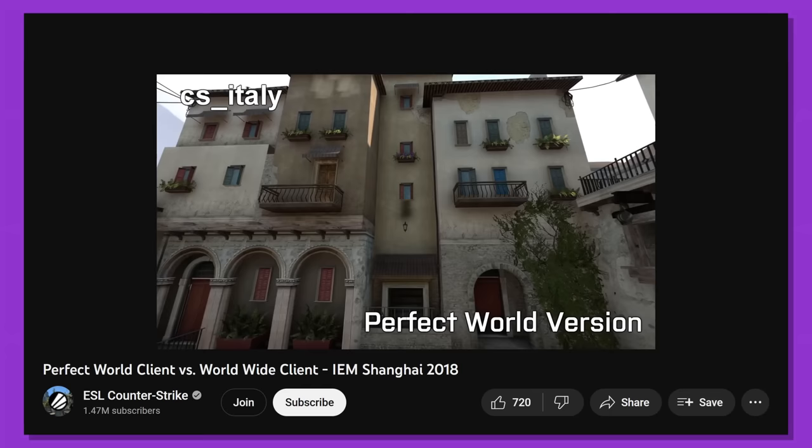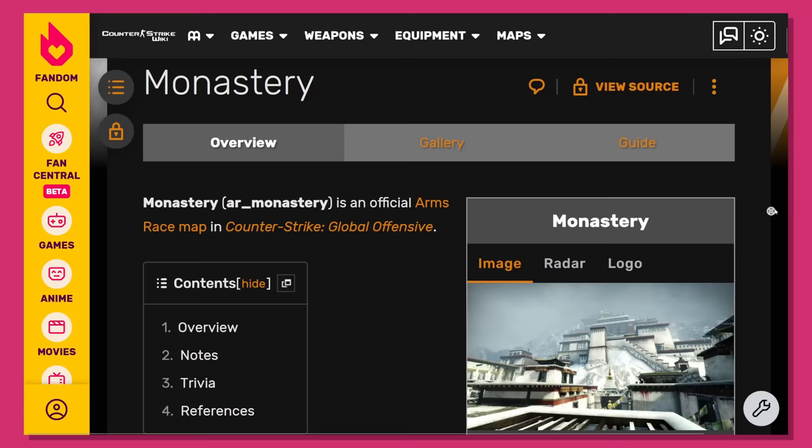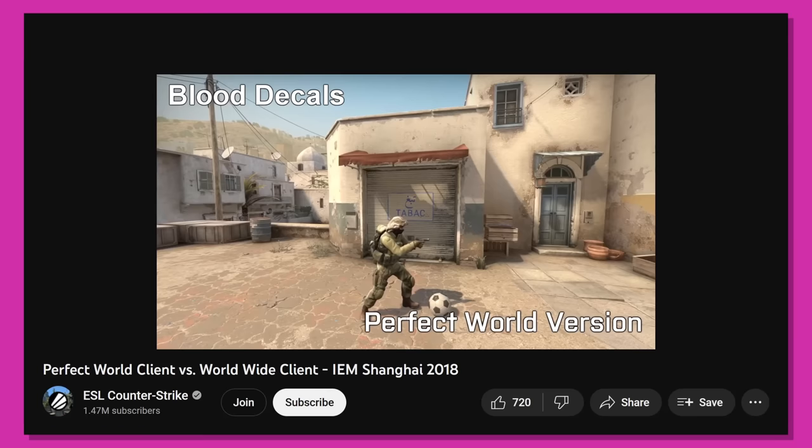Italy. Italians, the most controversial people of all. Political references like the hammer and sickle symbol in Cash and Train were also taken out, as well as the entirety of Monastery. Huh, I wonder why. Where does it take place again? Ooh! Blood and gore weren't taken out, but just turned grey, and even the achievement icons have low violence variants.